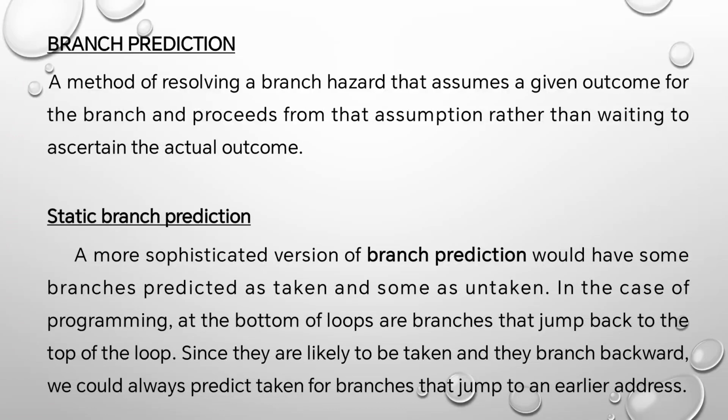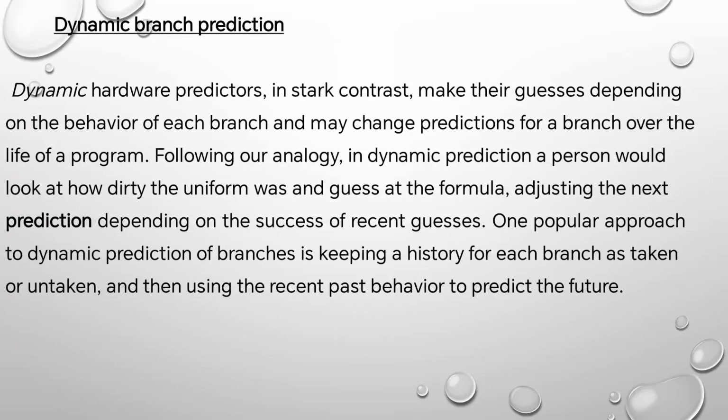Static branch prediction. A more sophisticated version of branch prediction would have some branches predicted as taken and some as untaken. In the case of programming, at the bottom of loops are branches that jump back to the top of the loop. Since they are likely to be taken and they branch backward, we could always predict taken for branches that jump to an earlier address.